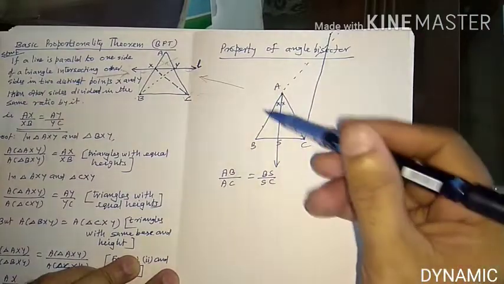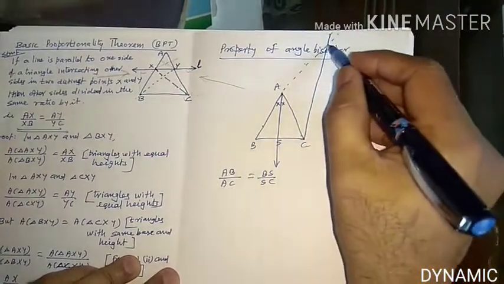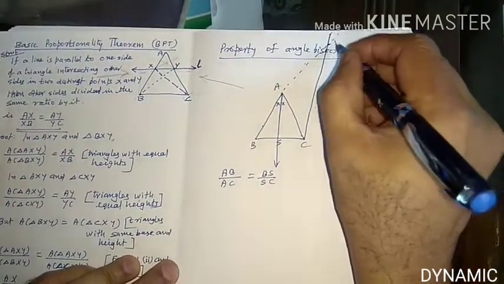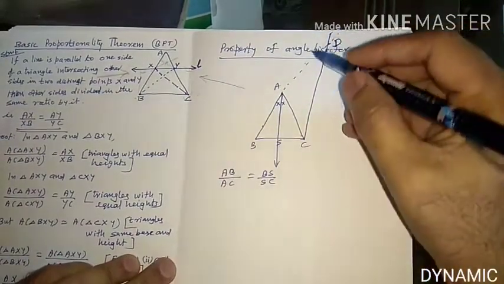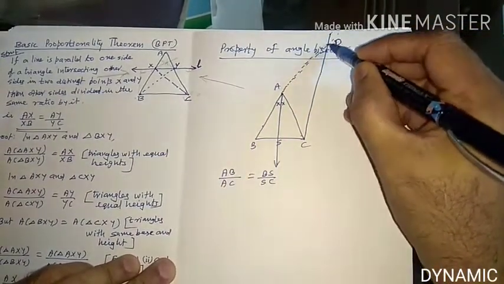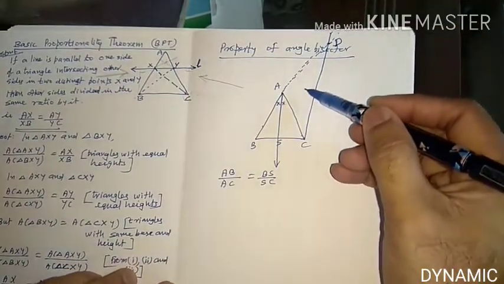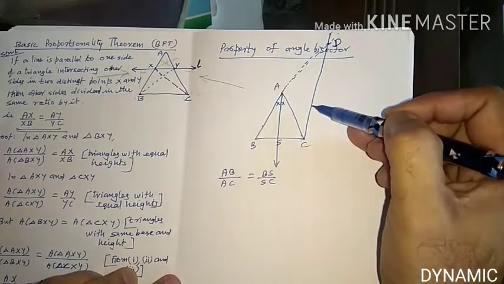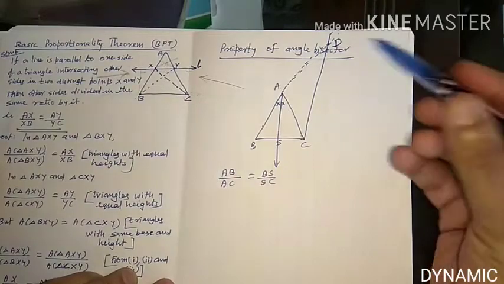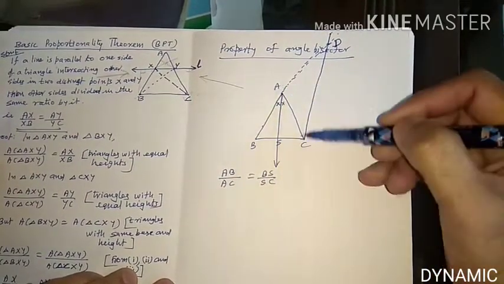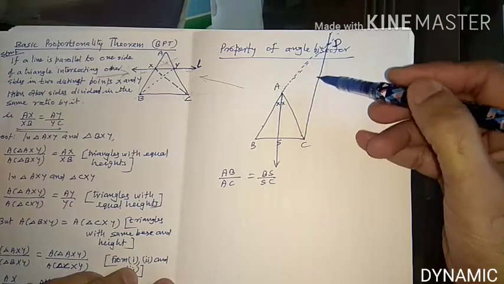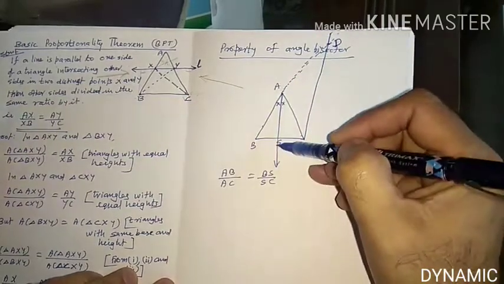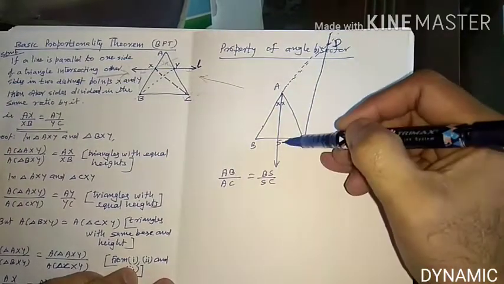What happens here? We consider BA produced to say A, B, C, S, so here we can make A, B, C, D, another point D. So we have to prove now this triangle ACD is an isosceles triangle. How do we make it? See, SA is parallel to CD. How did we get it? This is by construction. If we construct CD parallel to SA.